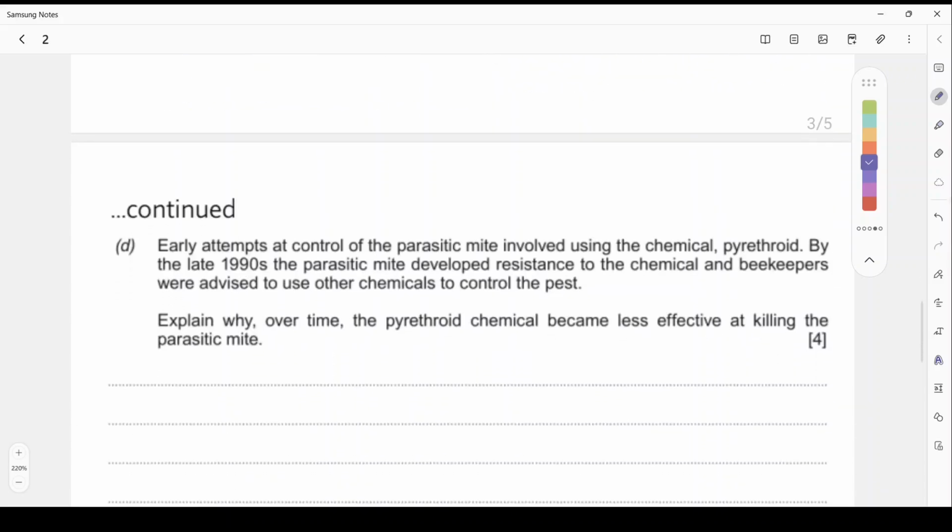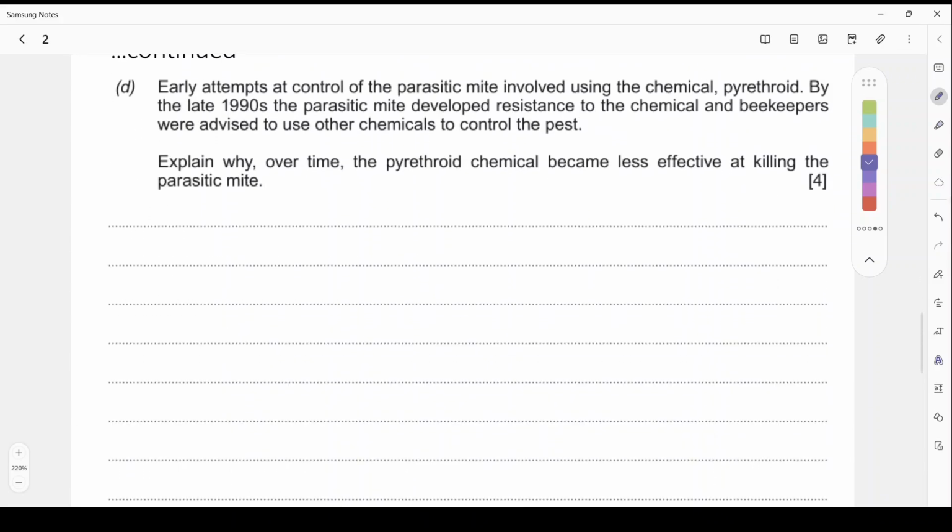All right, and then finally the last part is more towards the natural selection part of this question. As you can see here, sometimes they won't just have a natural selection question on its own. They'll combine it with other topics as well. All right, so let's look at part D. Early attempts at control of the parasitic mite involved using the chemical pyrethroid. By the late 1990s, the parasitic mite developed resistance to the chemical, and the beekeepers were advised to use other chemicals to control the pest. Explain why, over time, the pyrethroid chemical became less effective at killing the parasitic mite.